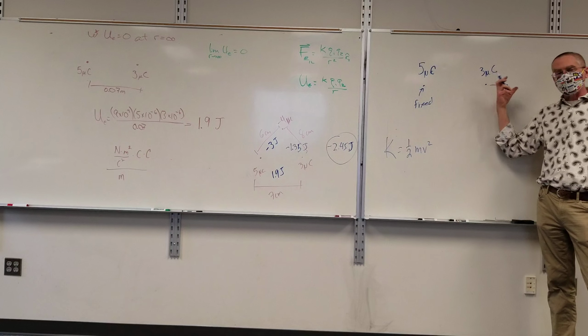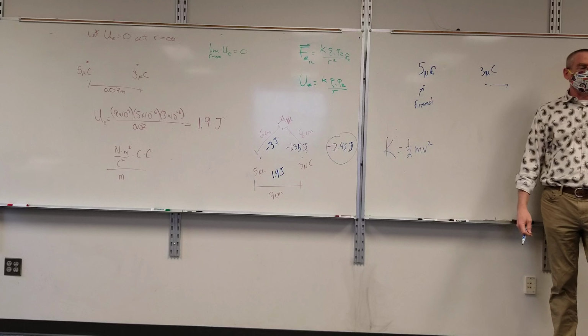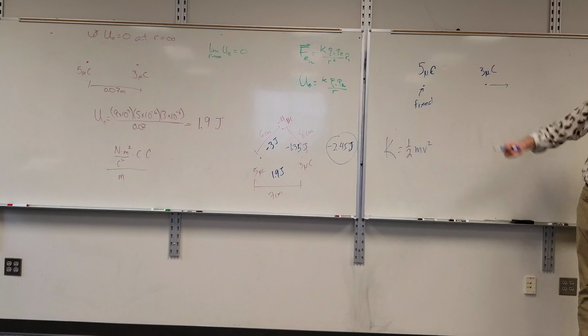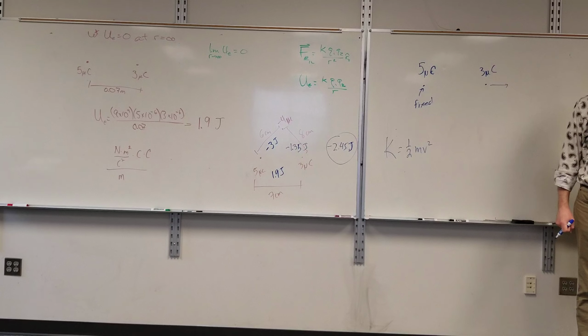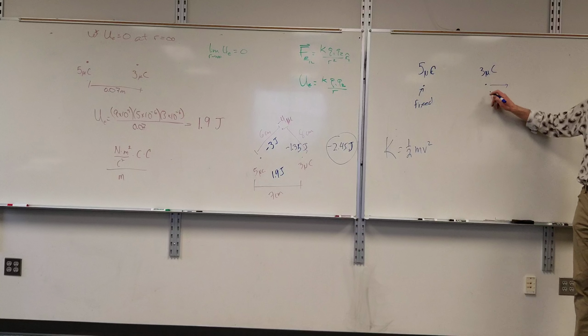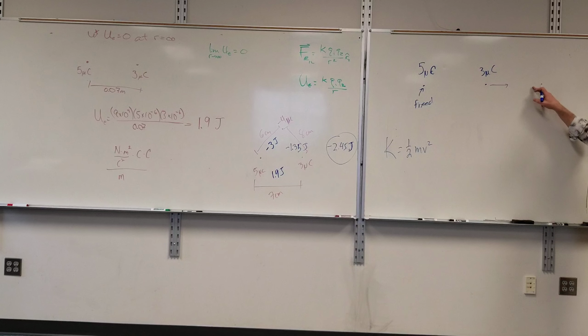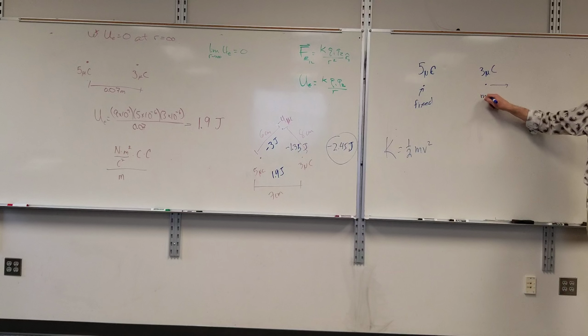If it starts at rest and then starts moving, the kinetic energy has to go up. The electric force is a conservative force, and therefore, if kinetic energy goes up, and as this moves, it moves to a lower potential energy. So it will move to lower potential energy. From rest.